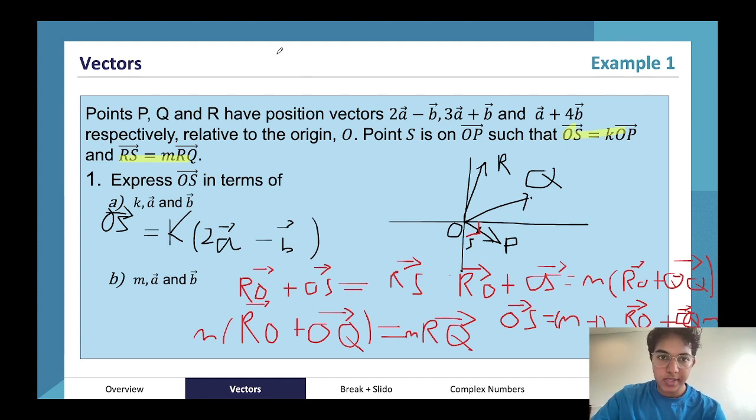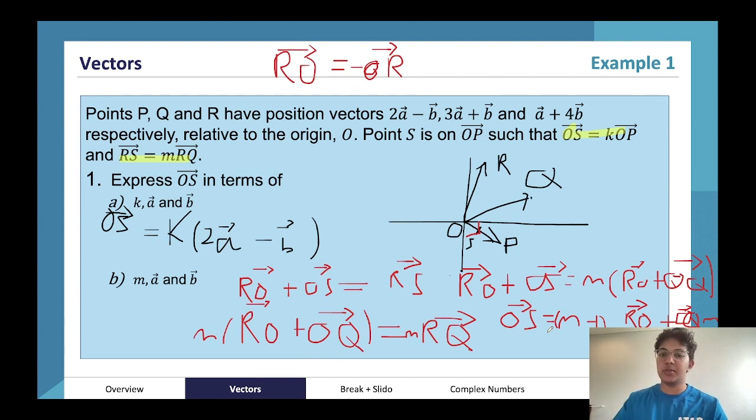One thing to mention is that RO is equal to negative OR. Hopefully that makes sense. Sorry I didn't go through and work it all out, but I just did everything in algebra and vector notation. It's probably going to take me quite a while, and you guys will just be sitting here staring at the screen, probably really bored, as I randomly plug in numbers into here.